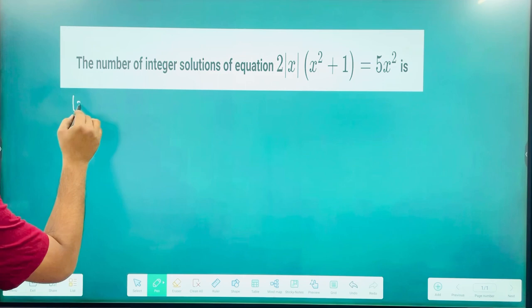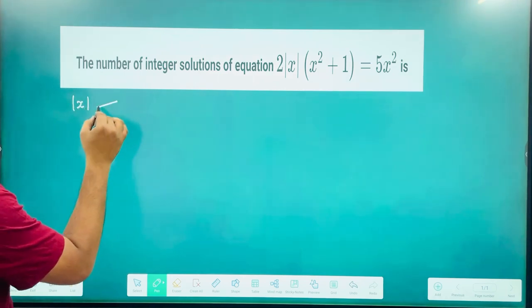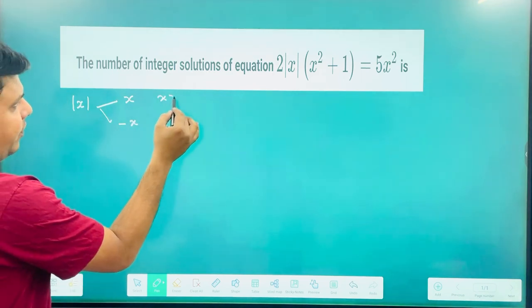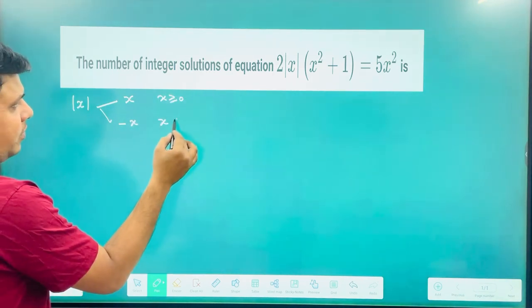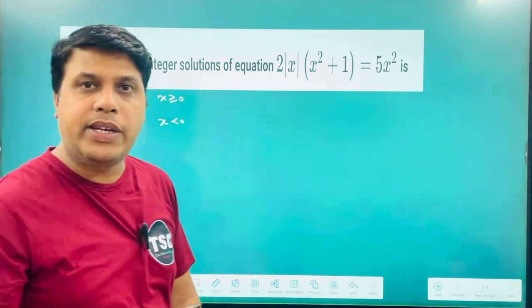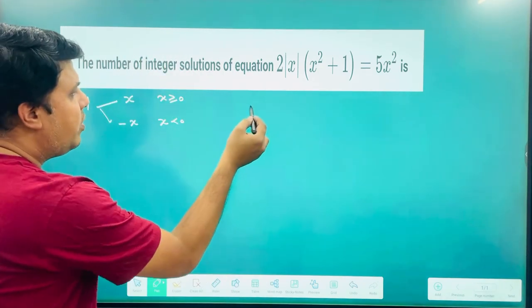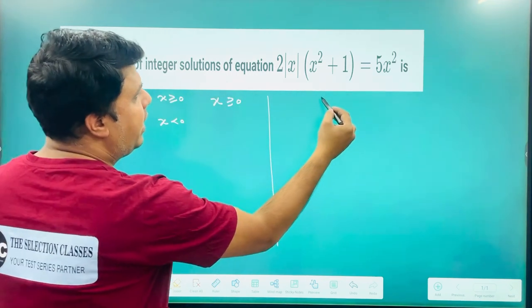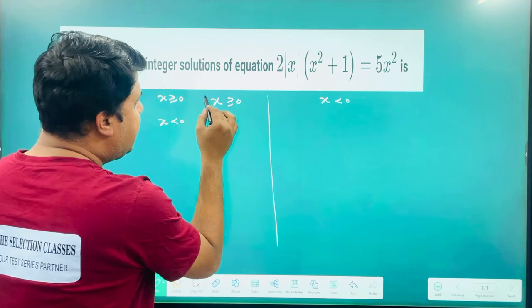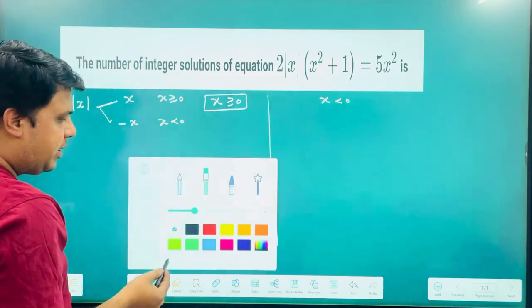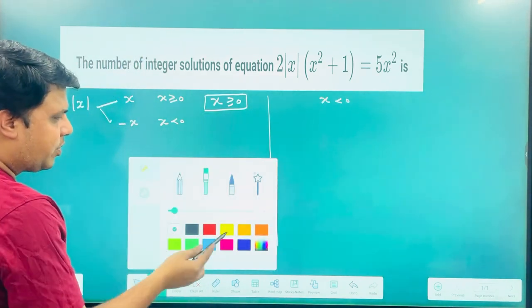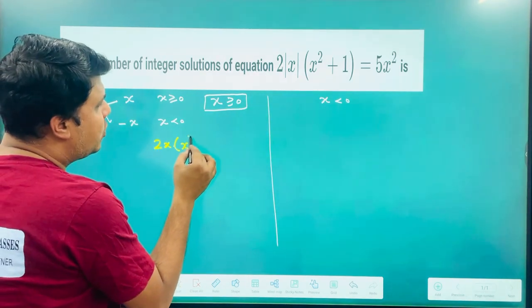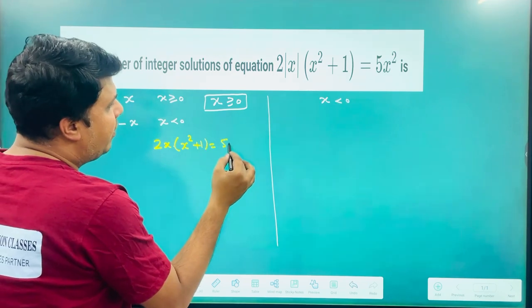Whenever we have mod x, it can be opened in two ways: x or minus x. x if x is greater than or equal to 0, and if x is less than 0, it would be minus of x. So I can take two cases: x greater than or equal to 0, and x less than 0. If x is greater than or equal to 0, it means it should be positive, right? So I can write twice of x square plus 1 equals 5 of x square.